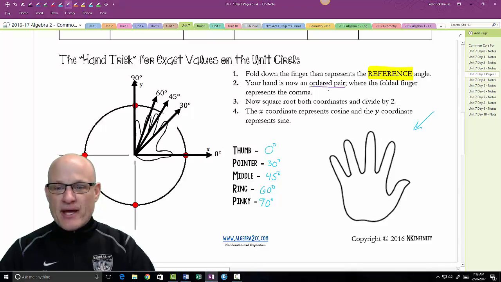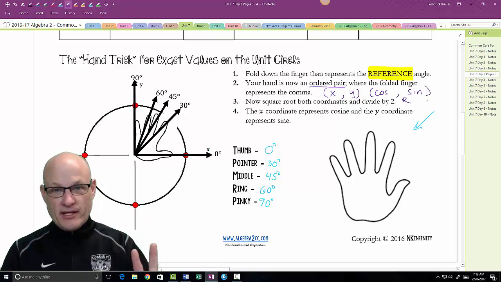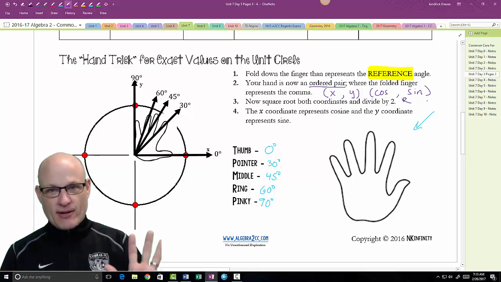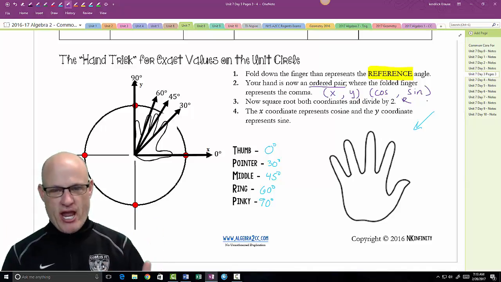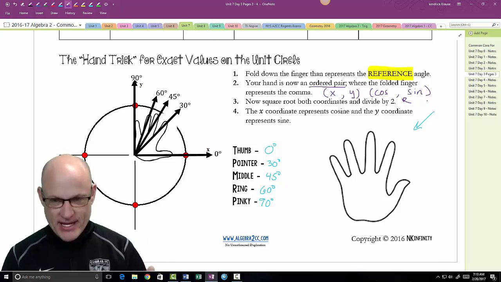Now, what I mean by ordered pair is we have an X. The finger, I was just about to draw the finger, and I figured y'all would be mad at me. So the finger represents the comma, and then Y. Now, if you remember correctly, cosine is the X, sine is the Y, and the finger that you put down is going to be the comma. Now, bear with me, you're going to understand this, because I'm going to drill it into your head for the next 10 minutes. So pay attention.